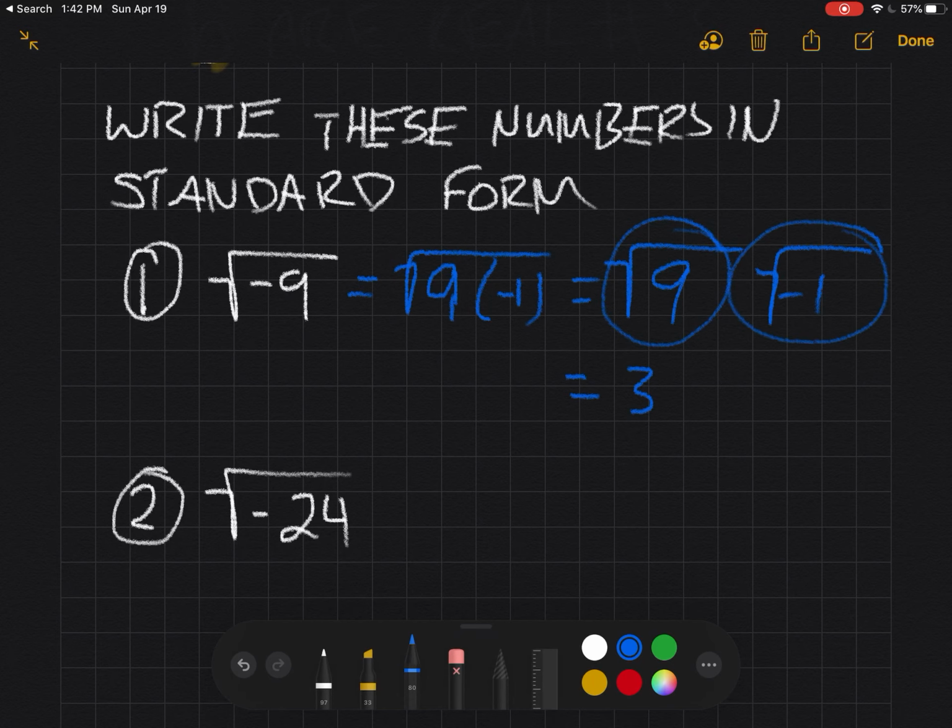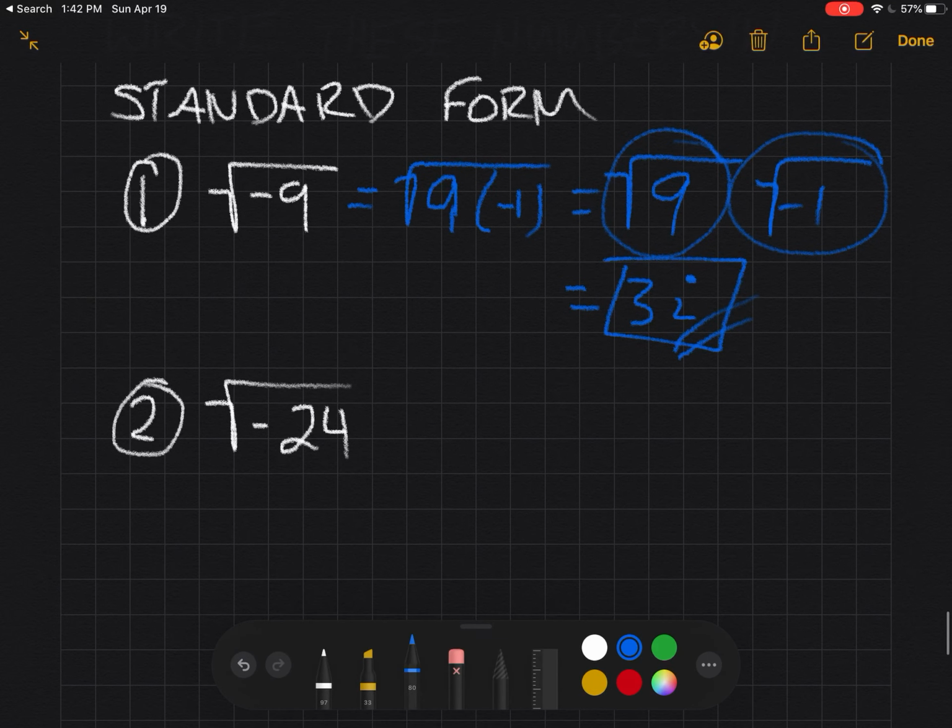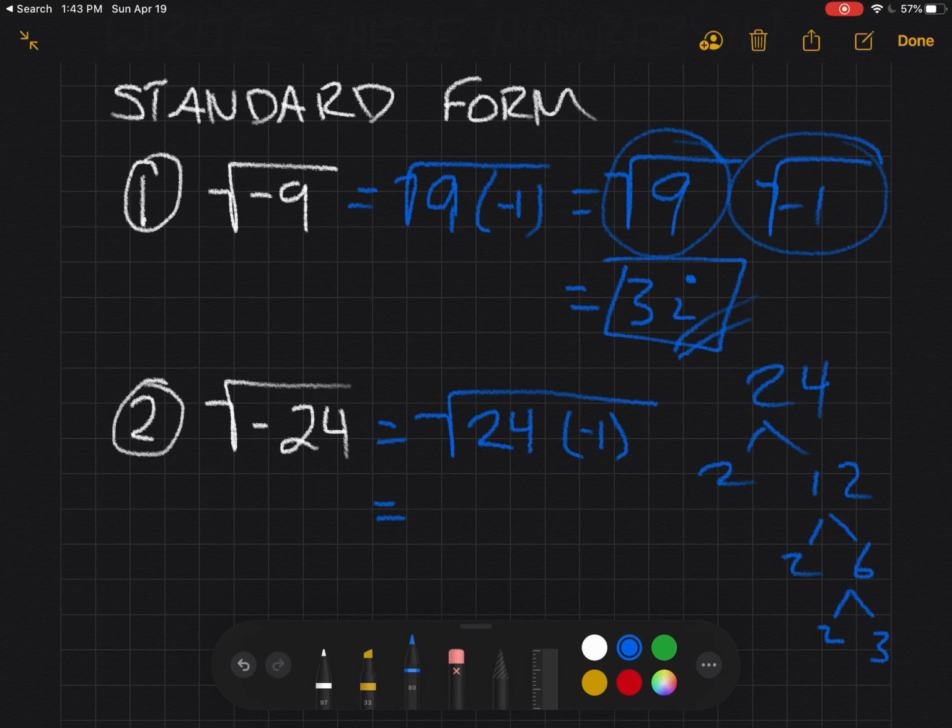All right, welcome back. So let me show you how I do this. So I look at this as the product of 9 and -1. Then I use my product rule of square roots to separate it like this. The square root of 9 becomes 3. The square root of -1 is i. So this would be the final answer. 2 is not a perfect square.